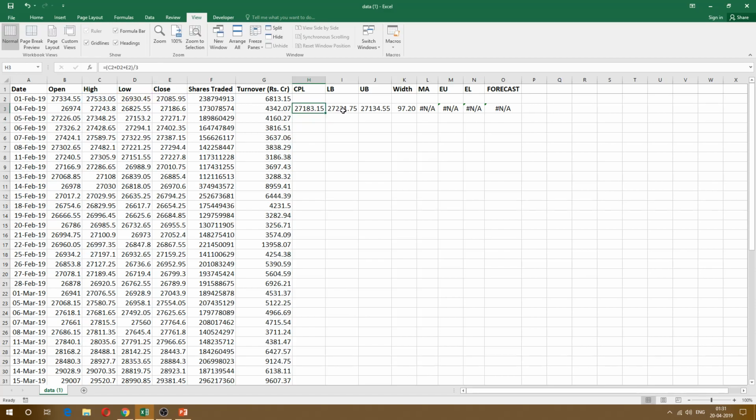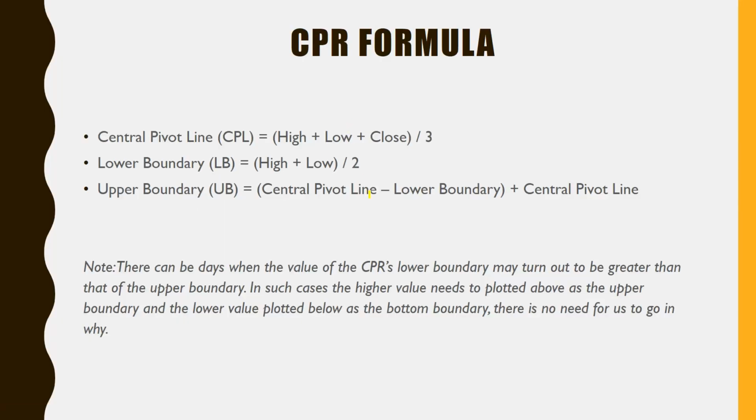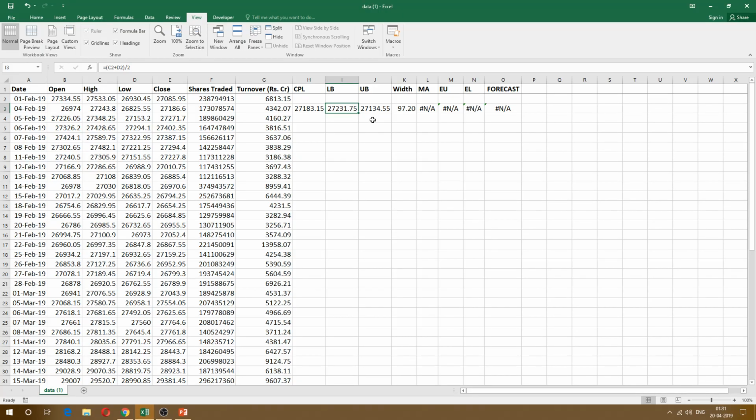This is the value. Then this is the lower boundary. The lower boundary formula is high plus low divided by 2, and the upper boundary formula is central pivot line minus lower boundary plus central pivot line. That's why we calculate the upper boundary at the end, because we need the values of the central pivot line and the lower boundary. So here, lower boundary, high plus low divided by 2.